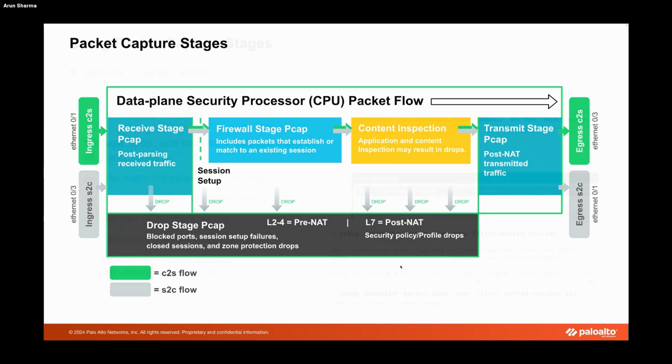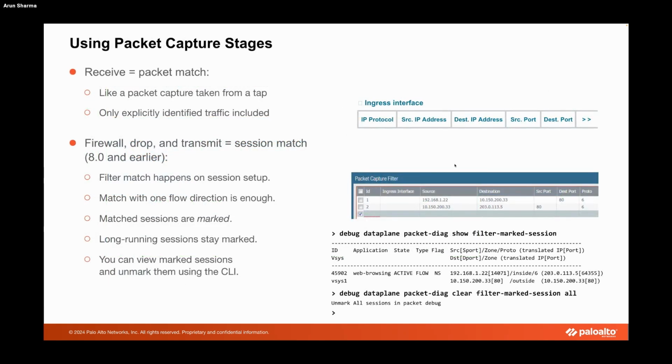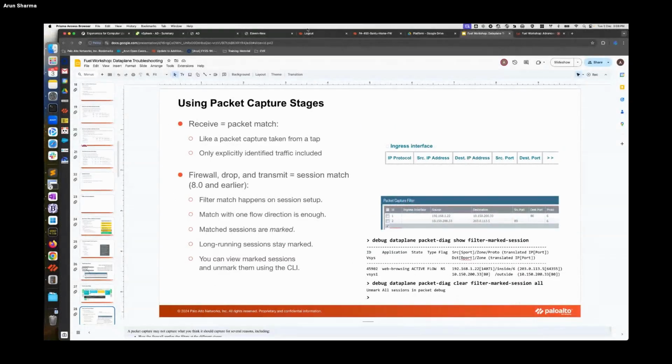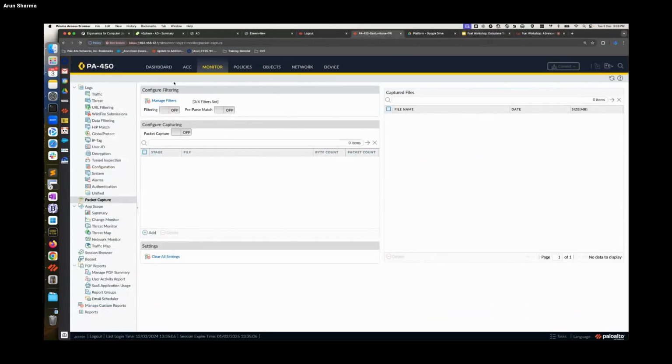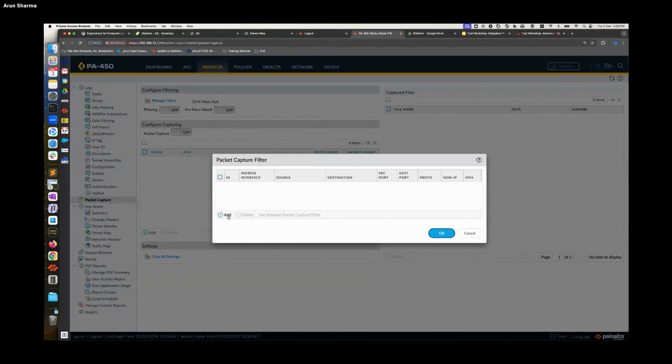Okay, moving on. Using packet capture stages, I'll quickly show you the stages on the firewall, how it looks. Over here, we can add the filters by having one. These are the different options we can use. What physical interface you want to capture on, you have that flexibility. For the source, always use the IP, never use 0.0.0.0.